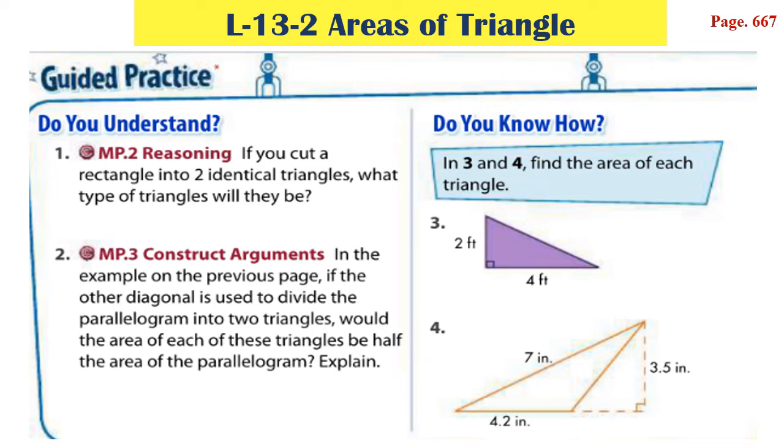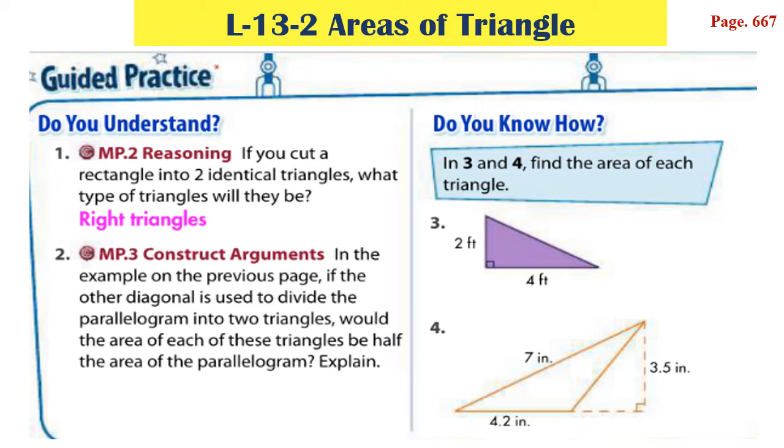Okay dear students, let's turn to textbook page number 667 now. Let's discuss the answers for the guided practice questions. Guided practice first part. Do you understand? Question number 1. If you cut a rectangle into two identical triangles, what type of triangles will they be? Very good. Right triangles.